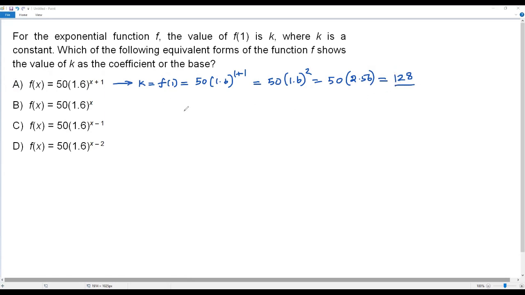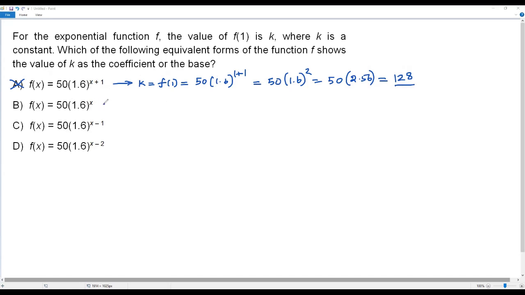But I don't see this 128 either as a coefficient or base over here. So the function f of x in answer choice A does not display the value of k as a coefficient or the base. So we can reject answer choice A.